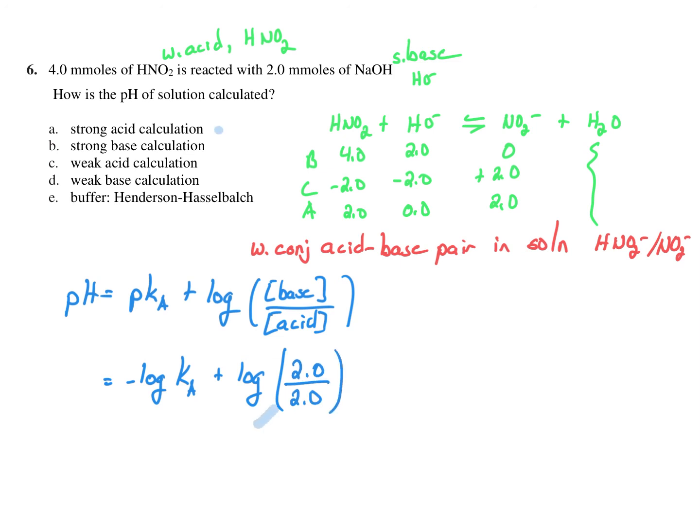Here we have a balanced buffer. We have an equal amount of our weak acid and its conjugate base. That means when we're determining a numerical value for pH, pH is equal to the pKa.